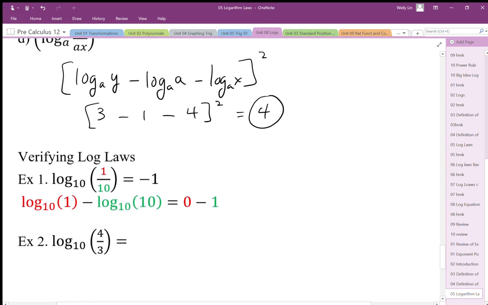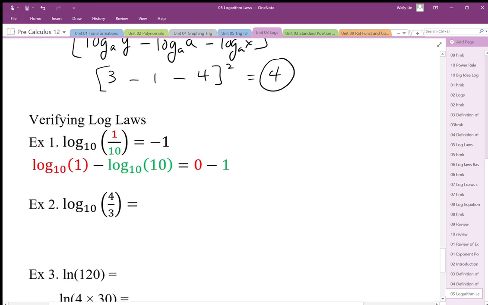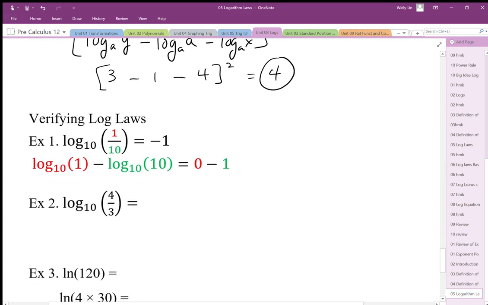Okay, so here we're just going to verify these log laws that we did before. Again, it's really important to make sure you really understand these. If I am dividing arguments, I'm subtracting the logs. Okay, this is true. I get log base 10 of 1 is 0, minus log base 10 of 10 is 1. And so the power here is negative 1. The exponents here work out to be negative 1 as well.